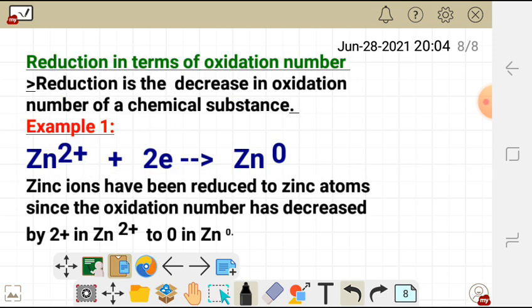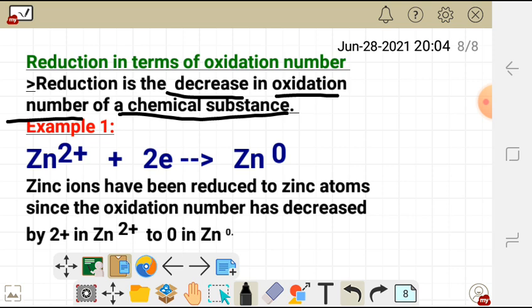Let's look at our last part here, which is reduction in terms of oxidation number. Reduction in terms of oxidation number is the decrease in oxidation number of a chemical substance.